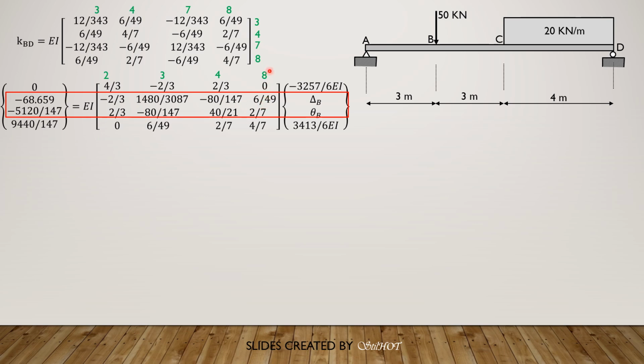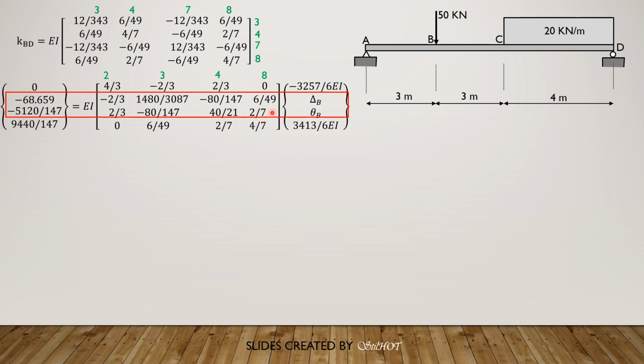Then this is 8, 3. 8, 3 is 6 over 49. There's no 8, 3 in the preceding slides, so 6 over 49, then we copy negative 80 over 147 and 6 over 49 here. So this is 4, 4. 4, 4 is 6 over 49 plus 4, 4 in the preceding slides. It's, I think, 4/3, so that's why you have 40 over 21.